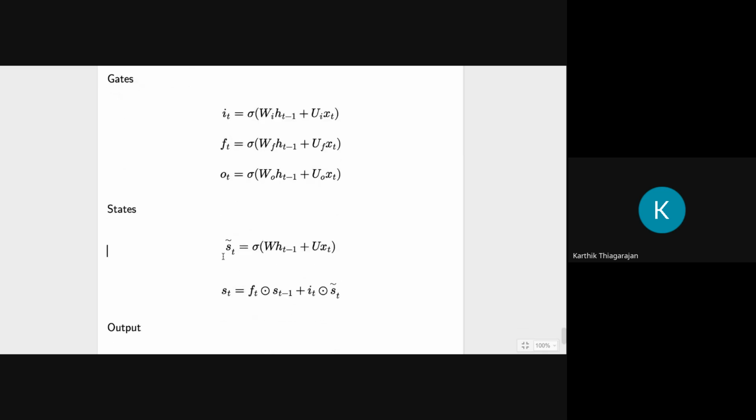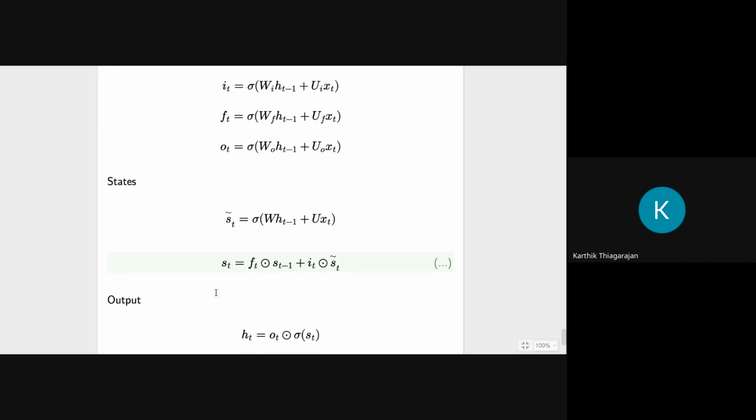Now, if you directly go to the states, there are too many variables here, so it might be confusing. There is some previous state, the context, and you are generating a new context vector. This ST tilde is the temporary context that you generate based on the previous output and current input. You would like to combine it with the old context vector and create the new context vector. But you don't want to combine them blindly.